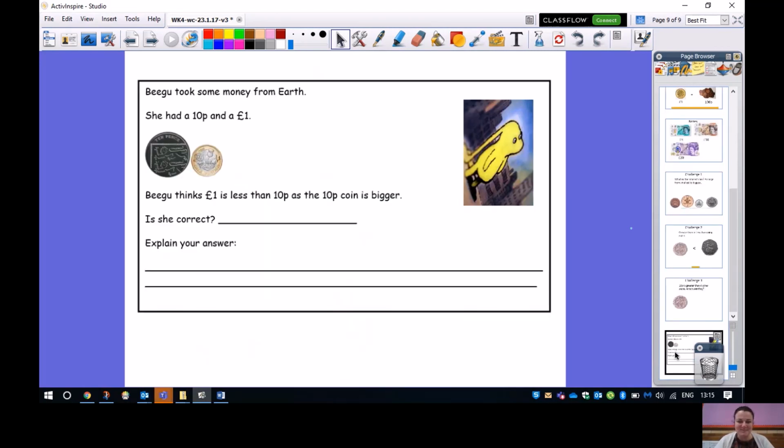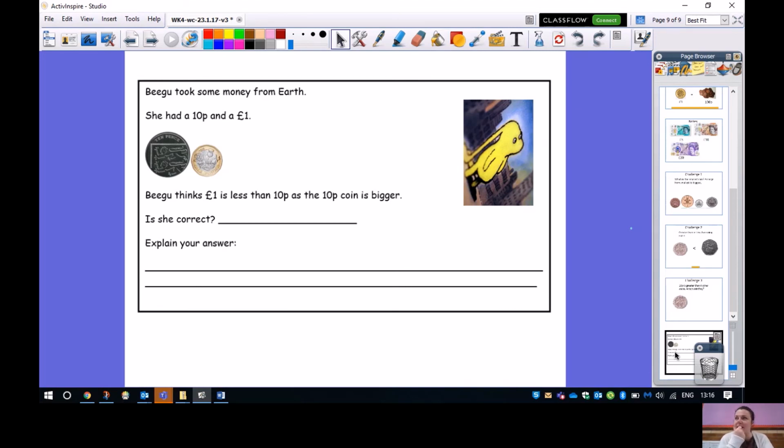Final challenge. Bigu took some money from Earth. She had a 10p and a £1 coin. Bigu thinks that £1 is less than 10p, as the 10p coin looks to be the bigger coin. Is Bigu correct? Can you explain your answer to a parent? I can see why Bigu thinks that. I mean, the 10p does look bigger.